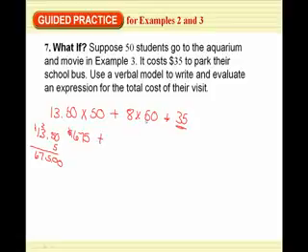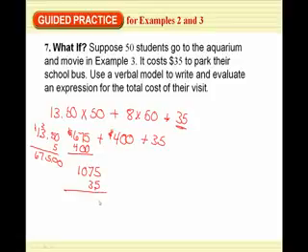Plus 8 times 5 is 40, add the 0. $400 for the movie, plus $35 to park the bus. Wow. Add that, that'd be 5, 7, and then add the 35 to it. $1,110 would be the total cost for 50 people. Boy, I hope they have a group rate to save a little bit of money.